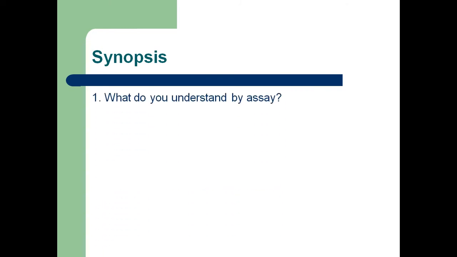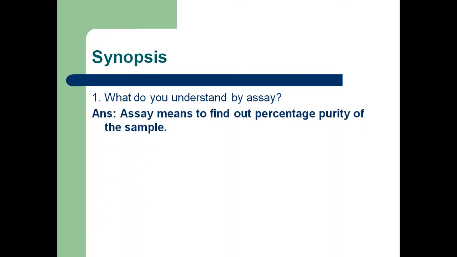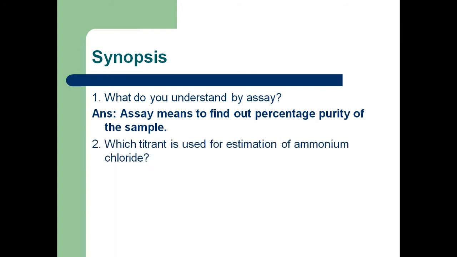What do you understand by assay? So, assay means to find out percentage purity of the sample. Which titrant is used for estimation of ammonium chloride? So, as we have seen in the procedure, we have used sodium hydroxide. It is an acid base titration. So, the base we have used is sodium hydroxide.